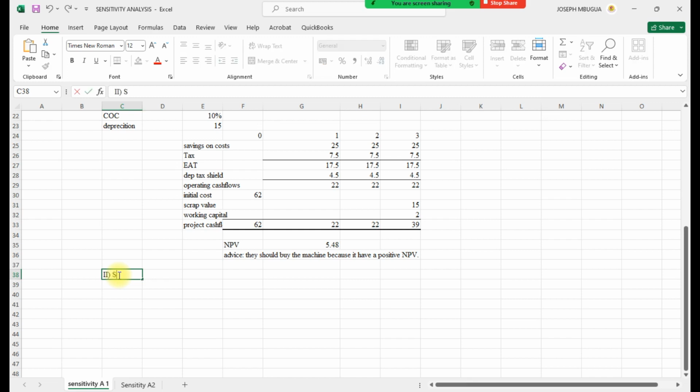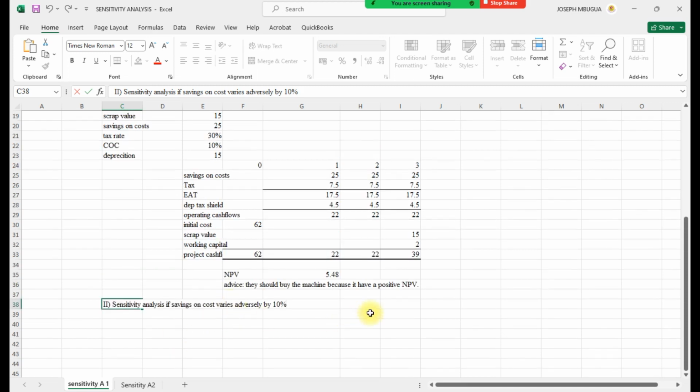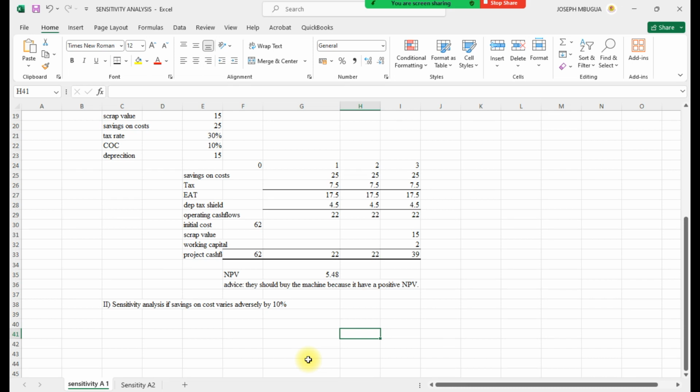So this is the second part, sensitivity analysis. If savings on cost varies adversely by 10%, what will happen to our project?